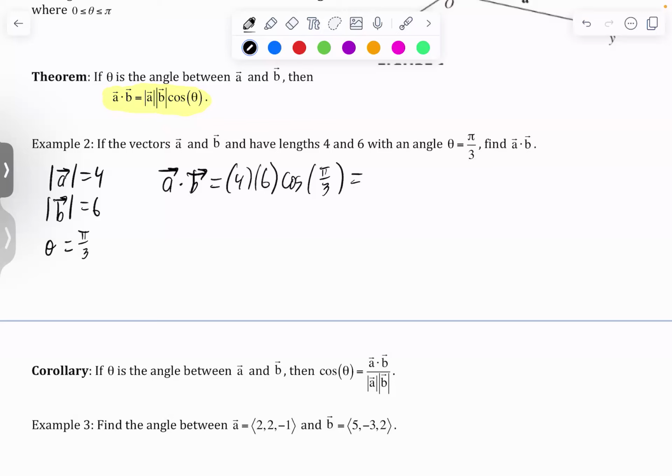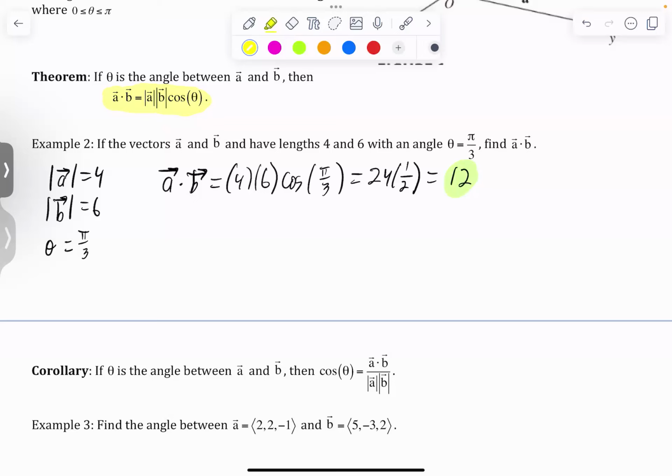Cosine of pi over 3 is 1/2, so this is going to be 24 times 1/2, giving us 12. So we didn't even need the components for this one to be able to find the dot product because we have our new formula.